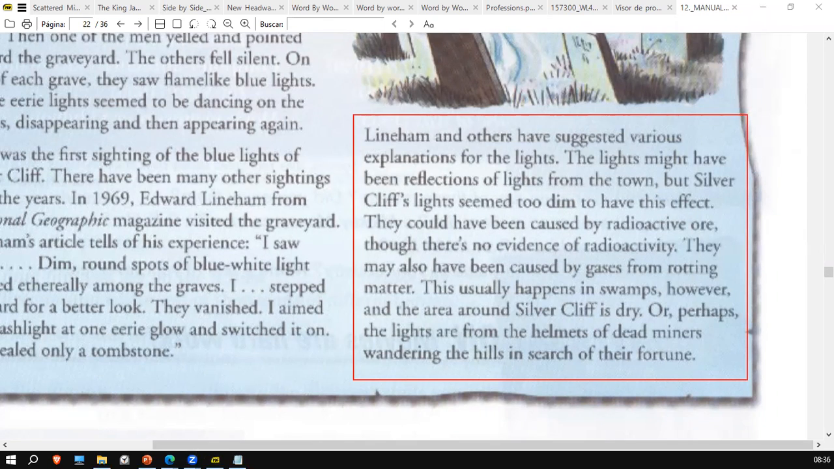Lingham and others suggest various explanations for the lights. The lights might have been reflections of light from the town, but Silver Cliff's lights seemed too dim to have this effect. They could have been caused by radioactive ore, though there is no evidence of radioactivity. They may also have been caused by gases from rotting matter. This usually happens in swamps. However, the area around Silver Cliff is dry or barren. Or perhaps the lights are from the helmets of dead miners wandering the hills in search of their fortune.